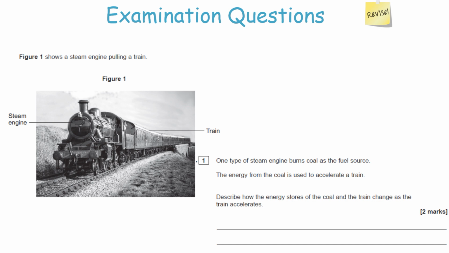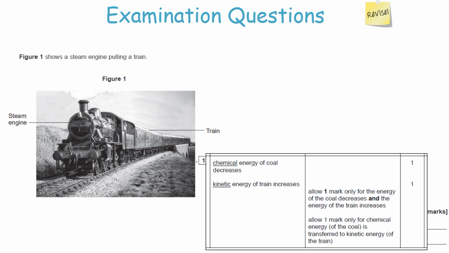Right, so like we mentioned before, when we're talking about energy transfers, we need to talk about firstly what the starting energy store is, what the final energy store is, and if there's any energy dissipated to the surroundings. So the first thing to note is it mentions that it's burning coal as a fuel source. So we're starting off with chemical energy. So we say the chemical energy of the coal store decreases, but then the kinetic energy of the train increases because the train is accelerating, so it's moving faster. Now that's your 2 marks, because it's only a 2-mark question, but you could also mention that some energy in this situation will be dissipated to the surroundings.